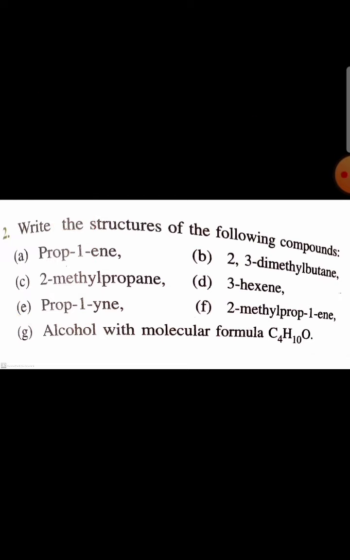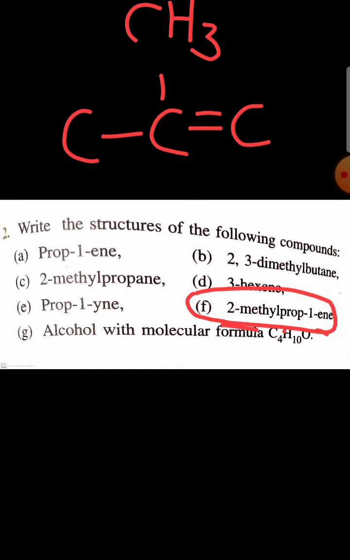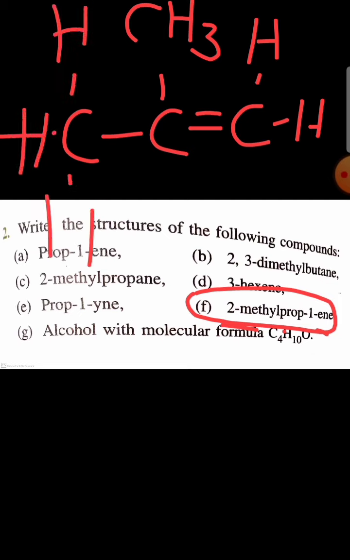The next is 2-methylprop-1-ene. Prop is the root word, so prop means 3 carbon atoms, 1-ene mentioned. At the first carbon atom a double bond will be there, and at the second carbon atom there is one methyl group. Now add hydrogen. To the first carbon atom 2 hydrogen I am going to add to make it tetravalent. The second carbon atom already has 4 bonds. To the last carbon atom we are going to add 3 hydrogen. So this is 2-methylprop-1-ene.